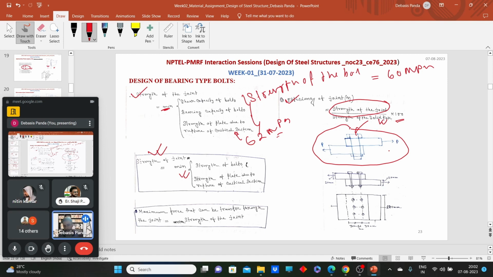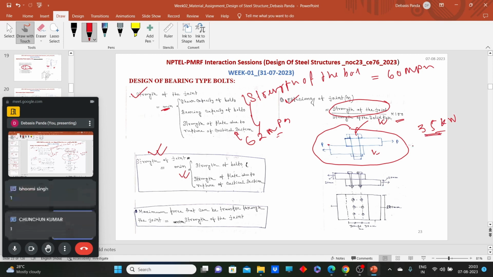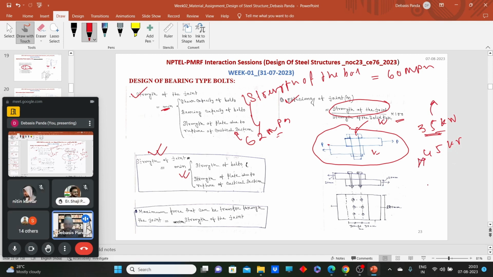So tell me one thing quickly, all of you. For these joints, I have a bolt whose shear capacity is 35 kilonewton. First, tell me how many shear planes there are for this joint. Tell me quickly. One, right? So 35 kilonewton shear capacity, say bearing capacity 45 kilonewton. This is your shear capacity of bolt, this is your bearing capacity of bolt.